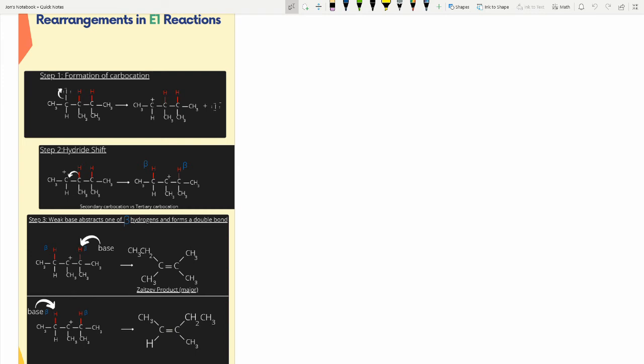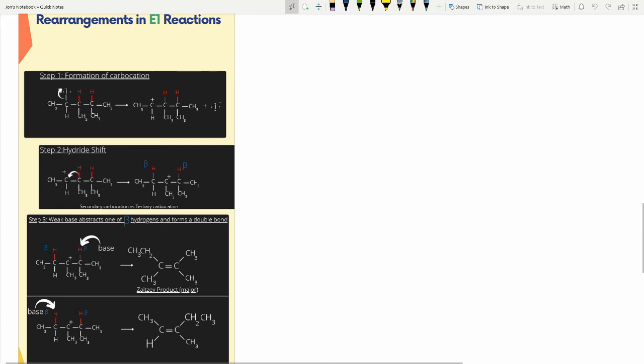Now, as we know, the first step of an E1 reaction is to form the carbocation. The leaving group leaves, and then we have the carbocation. Now, in this example, we have a secondary carbocation, this right here, and it's because it's bonded to two alkyl groups, one on the left and one on the right, and it's also bonded to a hydrogen, which is not part of the alkyl groups.